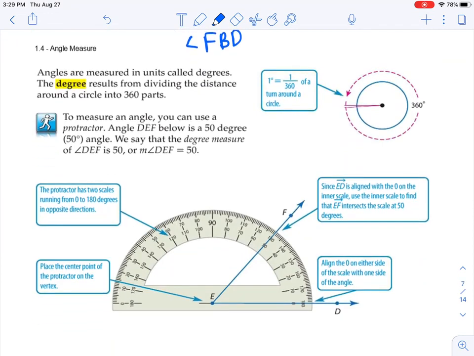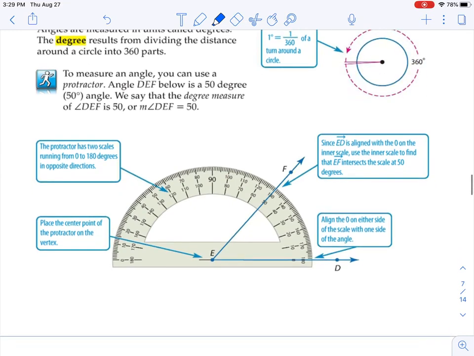Alright, now we're going to move on to angle measure. Angles are measured in units called degrees. The degree results from dividing the distance around a circle into 360 parts. So 1 degree is 1/360th of a turn around a circle, shown by this picture here. Okay? To measure an angle, you can use a protractor. Angle DEF, right down here, is a 50-degree angle. We say that the degree measure of angle DEF is 50, or we can use the shorthand fancy M, which stands for measure of angle DEF equals 50.